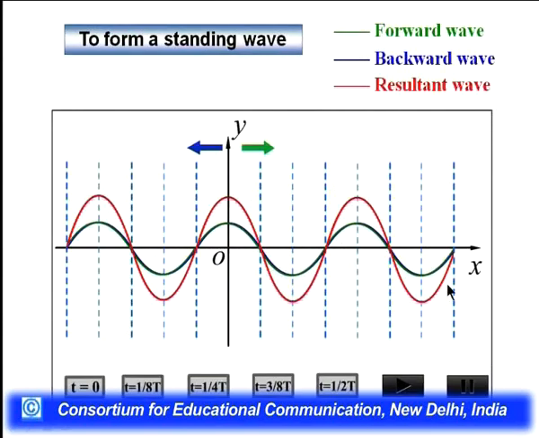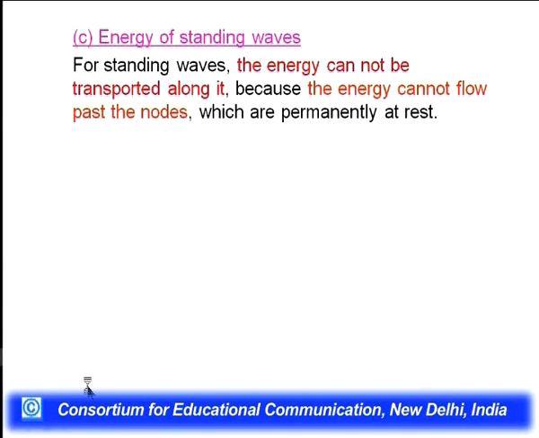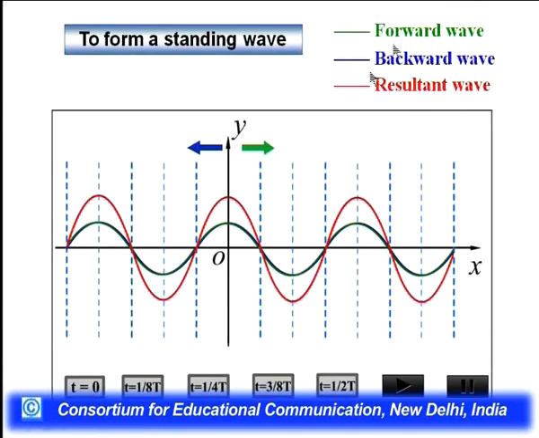This is an example of the wave. Here we see a standing wave: this is the forward wave, shown in black color, this is the backward wave, shown in blue color, and this is the resultant of the forward and backward waves at different values of t, t equal to 0, t equal to 1 by 8 T. At different values of x we get the nodes, and these are the nodes and these are the antinodes.